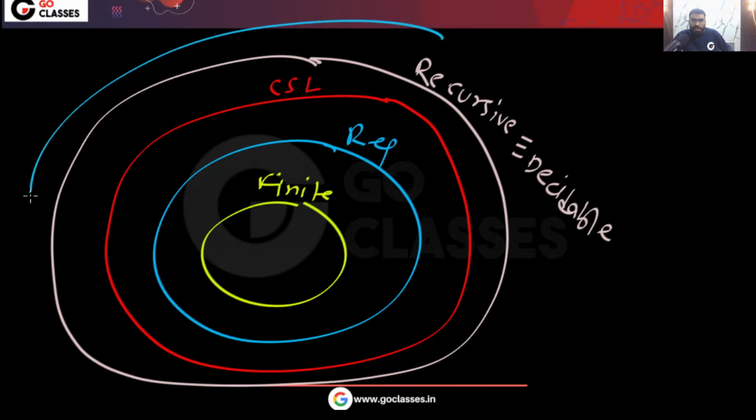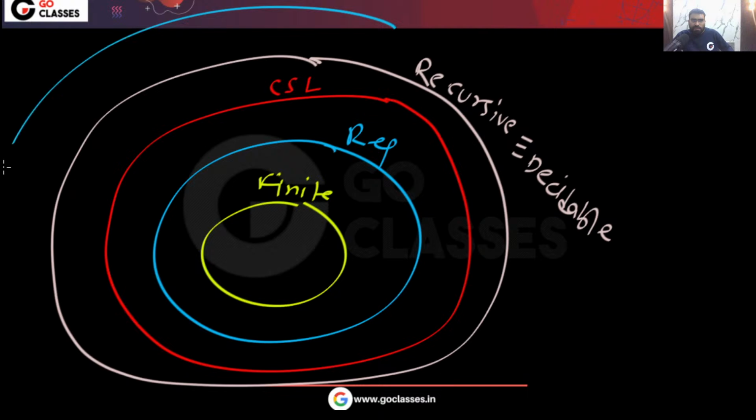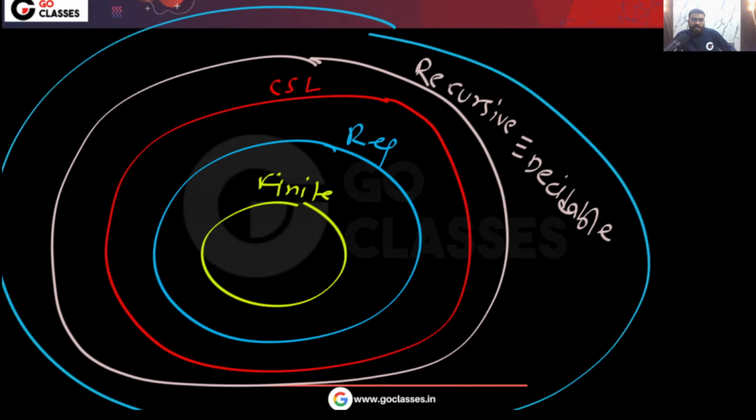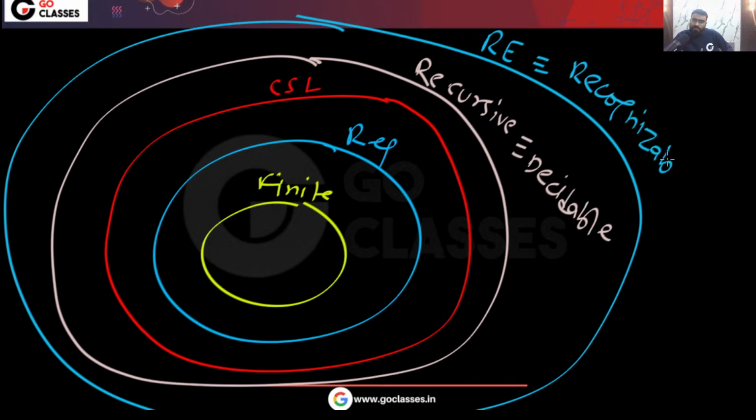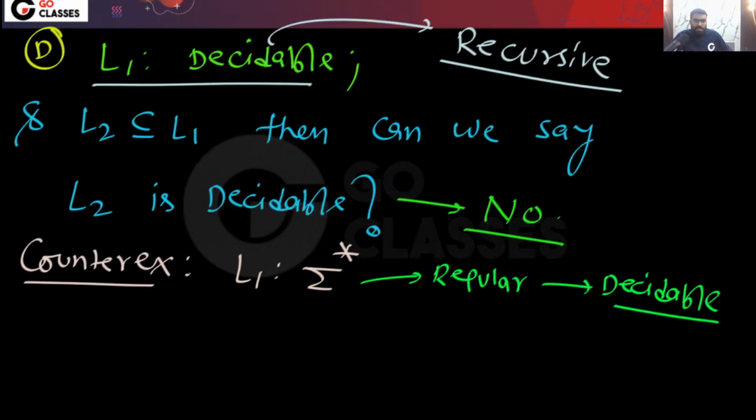And you can see every recursive language is RE. Another name for RE, recursively enumerable language, is recognizable. Every recursive language is RE. Is this clear? So this is the chart. So you can easily see.